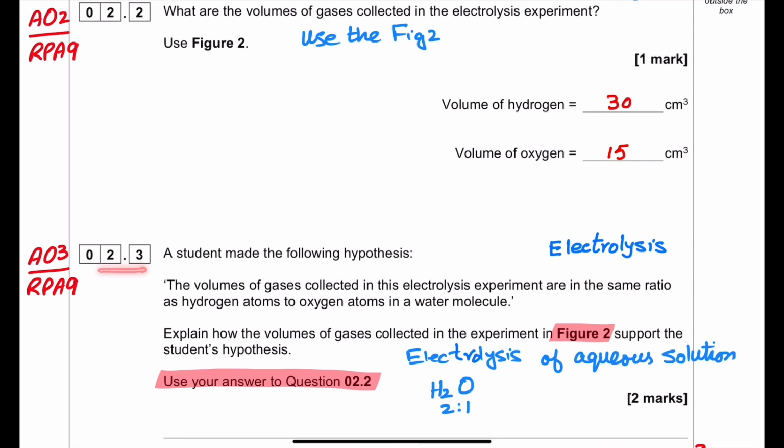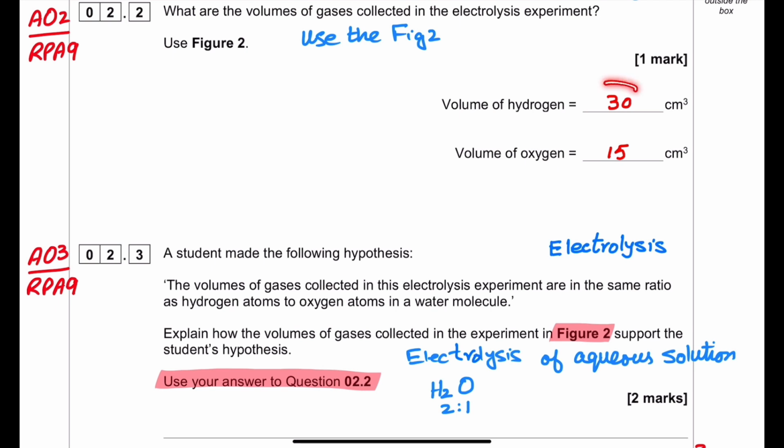2.3 is an AO3 question, and it is from required practical activity number 9. A student made the following hypothesis, and this is from the topic of electrolysis. The volumes of the gases collected in the electrolysis experiment are in the same ratio as hydrogen atoms to oxygen atoms in a water molecule. Explain how the volumes of the gases collected in the experiment in figure number 2 support the student's hypothesis. Use your answer to question 2.2.